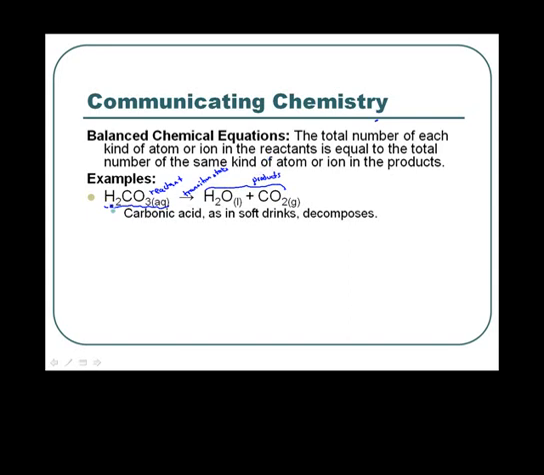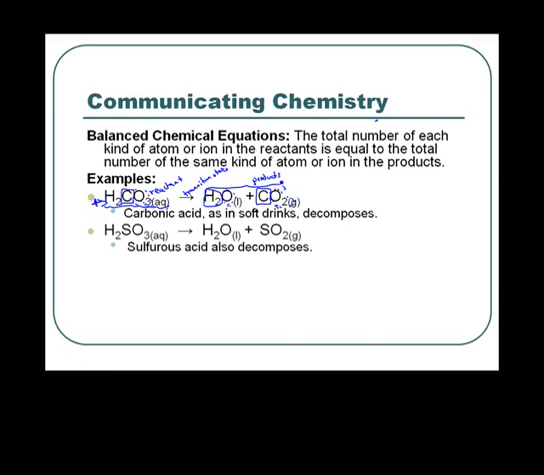When we take a look at the equation, we can see that we have 2 hydrogens on the reactant side, and we end up with 2 hydrogens on the product side. We have 1 carbon atom on the reactant side and 1 carbon atom on the product side. When we look at our oxygens, there are 3 oxygens on the reactant side, and so we have to have 3 oxygens on the product side as well. So every atom that we have as a reactant has to be accounted for as a product. And so the same holds true with the next reaction.